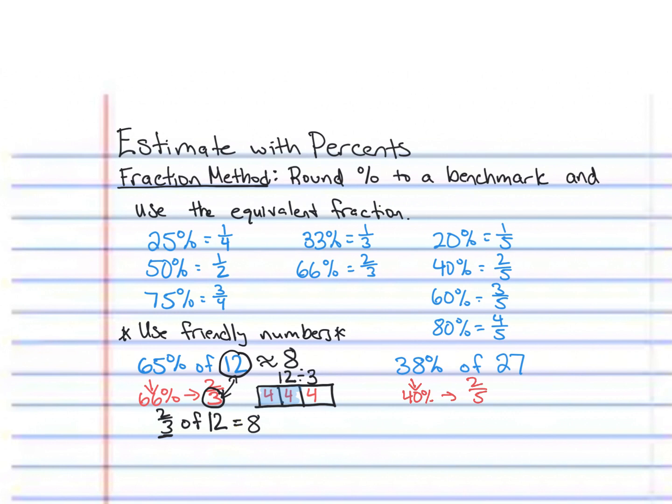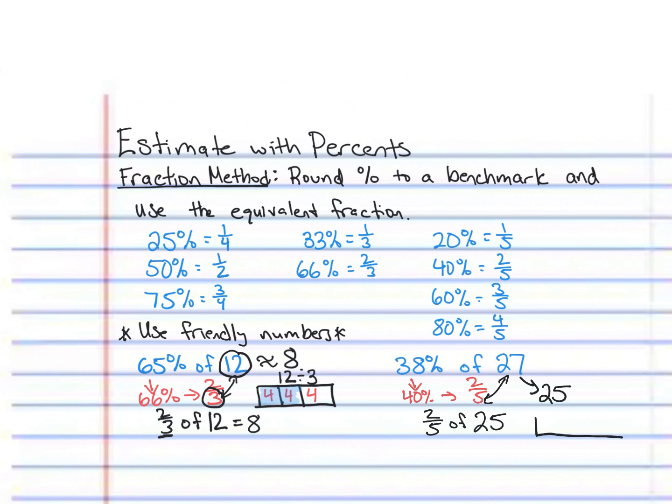So in this case, 5 and 27 are not friendly. So I'm going to change my 27 to something that's close to it that is friendly with 5. So I'm going to change it to 25. So now my goal is to find 2/5 of 25.